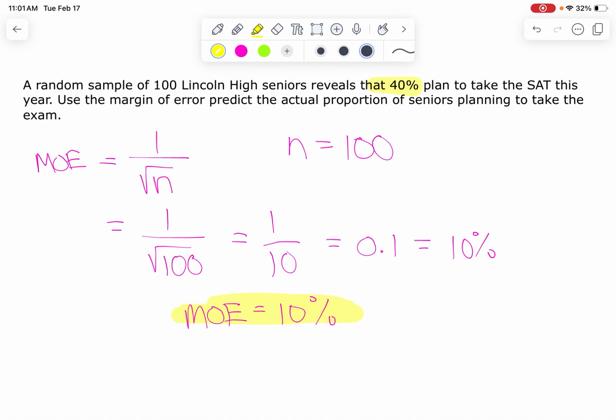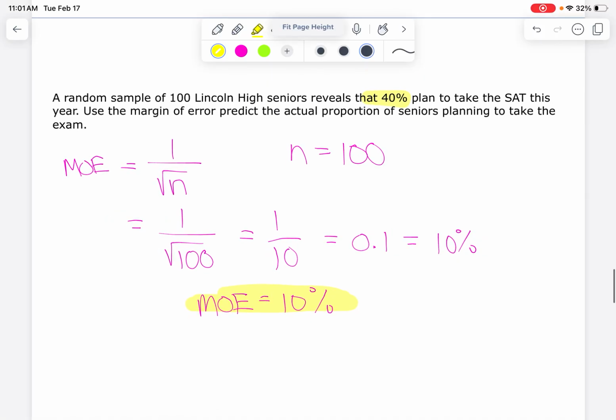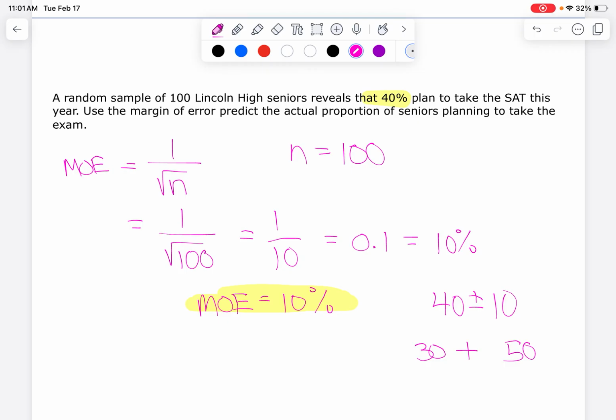So this is 10%. Okay, so then what would be the range? Well, it would be plus or minus 10%. So our poll said 40%. So what do you want to say? 40 plus or minus 10. So that would give us 50 and 30. So our range would be from 30%, I guess I should put the percent on there, to 50%. Okay, that's a categorical one.